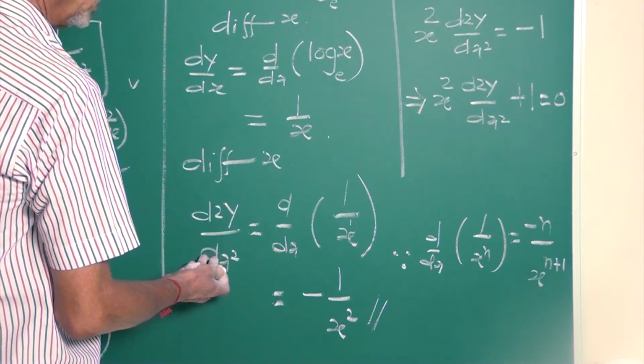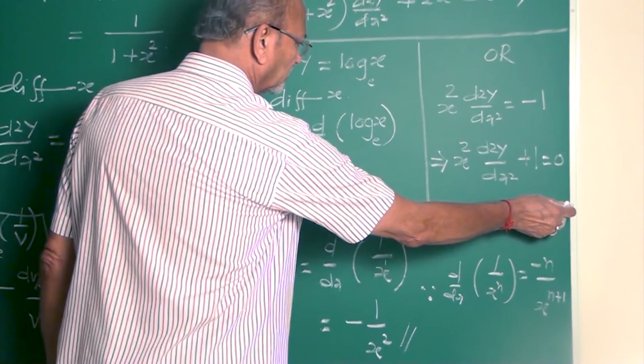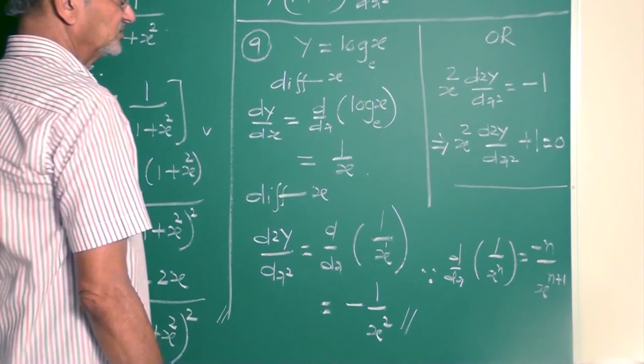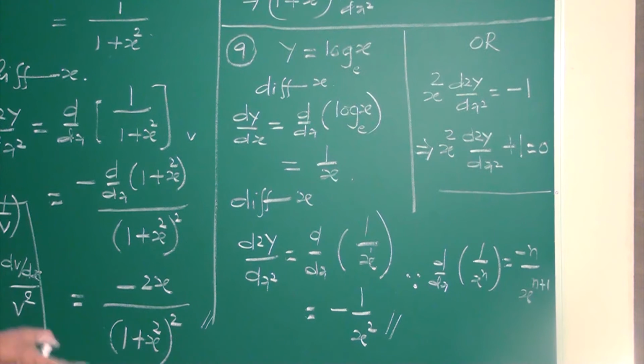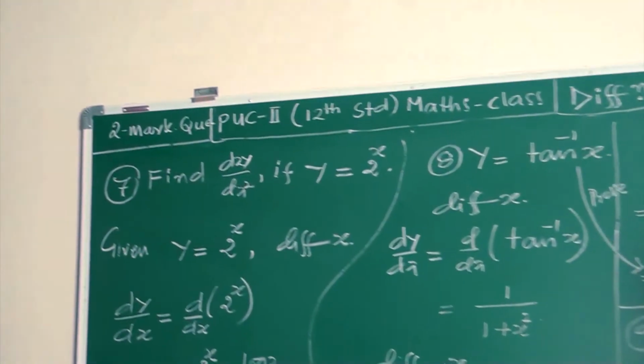X square into d2y by dx2 is minus 1. Taking this side is plus 1. Yes, my friends. Same. Copy it. I will do another one or two examples of this, my friends. Copy it.